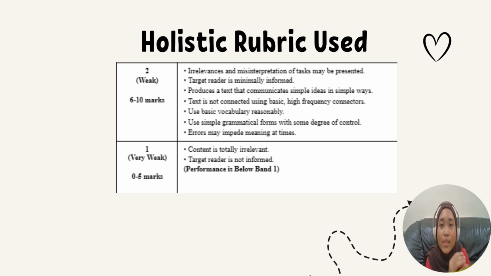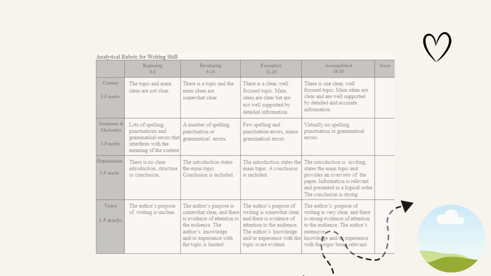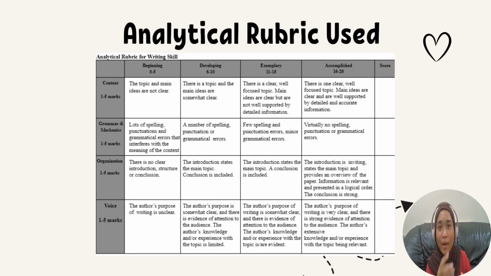So very weak is something that educators are very afraid the students might actually achieve because of their own performance during the examination. Alright, so this is the analytical rubric which I would use to give the evaluation to my students, or to the previous tasks that I showed before.